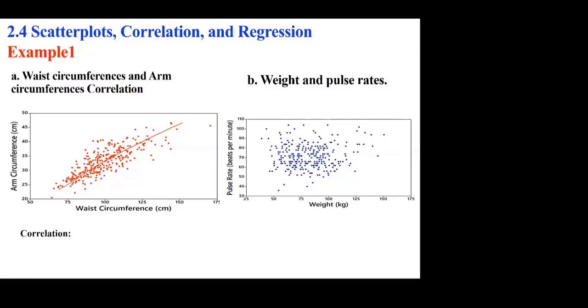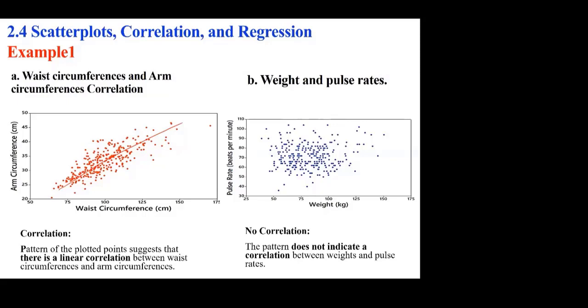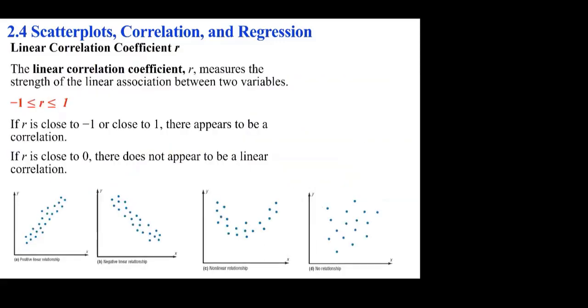So therefore, we say, yes, there is a correlation, and we say the pattern of the plotted points suggests that there is a linear correlation. So in short, the answer is yes, there seems to be a linear correlation between what? The waist circumferences and arm circumferences. Whereas between waist circumferences and the pulse rates, we don't see anything. The pattern doesn't indicate any correlation.